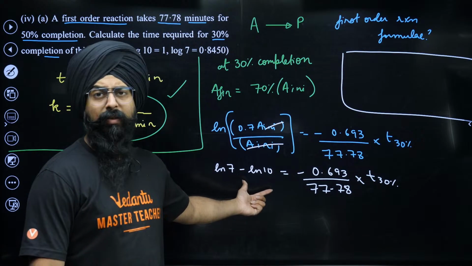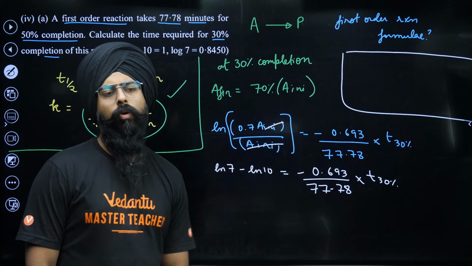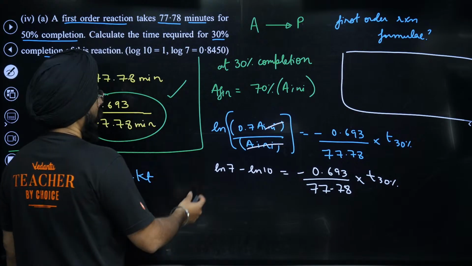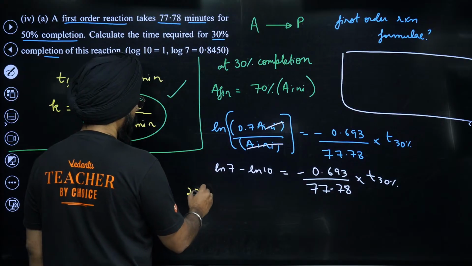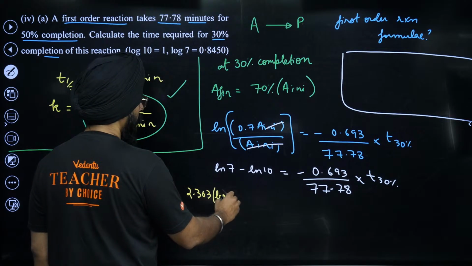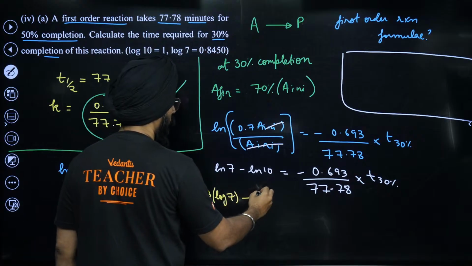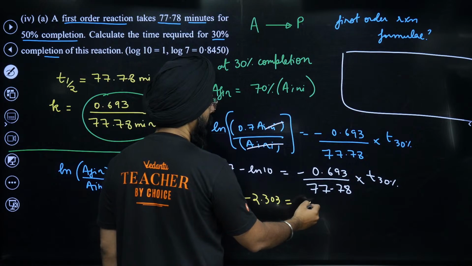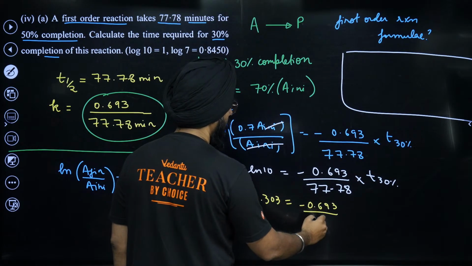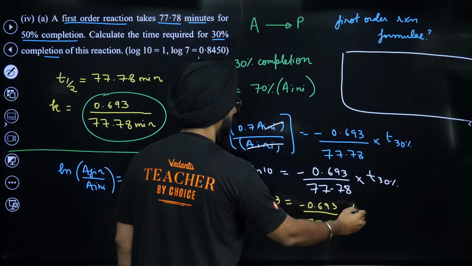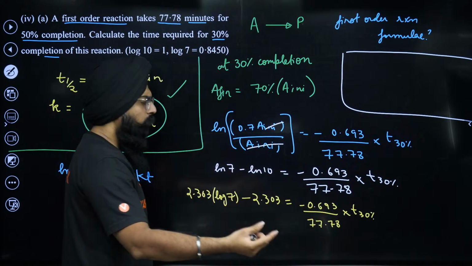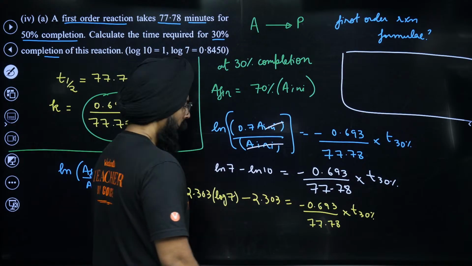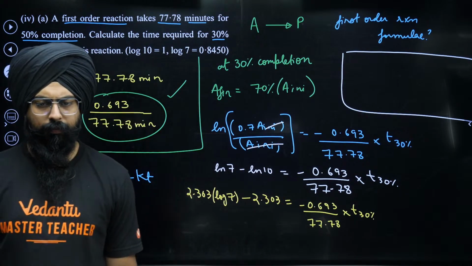You can take log over here. You can convert this into 2.303 into log, because log values are given. So basically, ln of 7 will be 2.303 into log of 7, and the value is given over here, minus 2.303 into log of 10, which is 1. So let it be like that. This is equal to minus 0.693 by 77.78 into t 30%. Some approximation that you can do is take this as 0.7 only. If you take this as 0.7, these two will cancel each other very nicely. This one you can calculate.